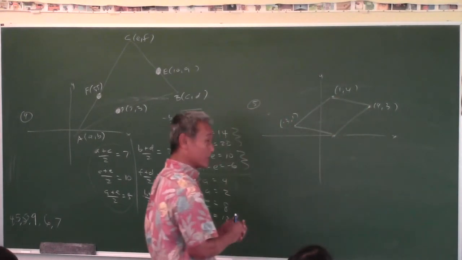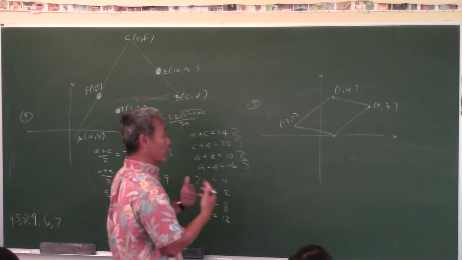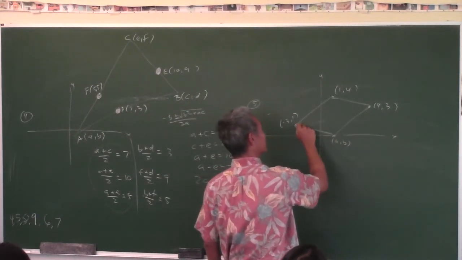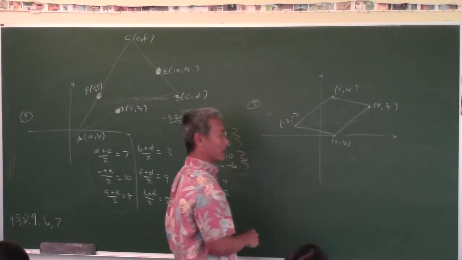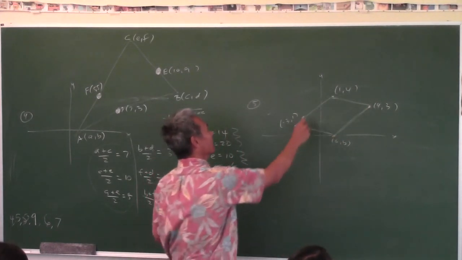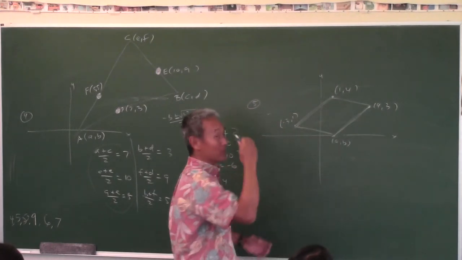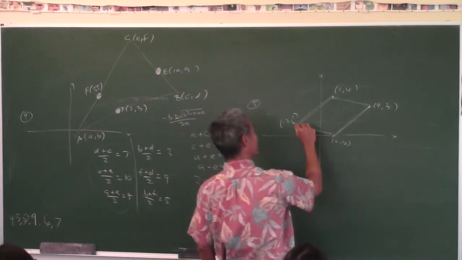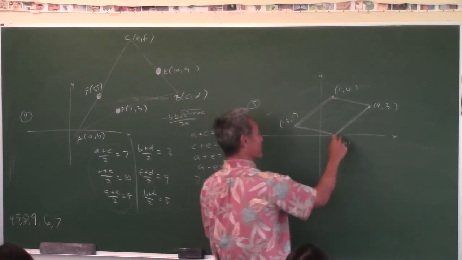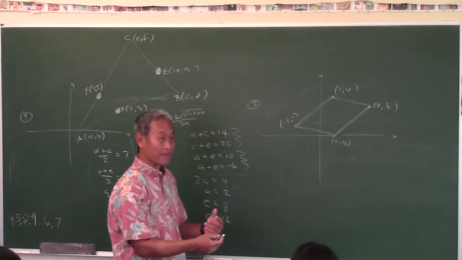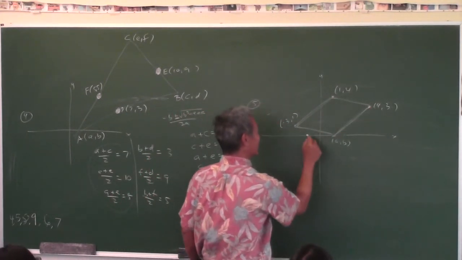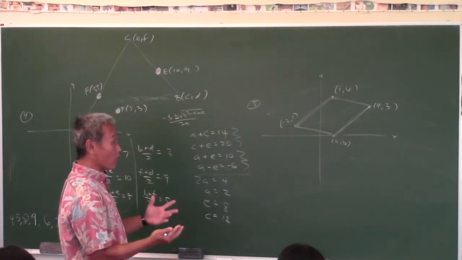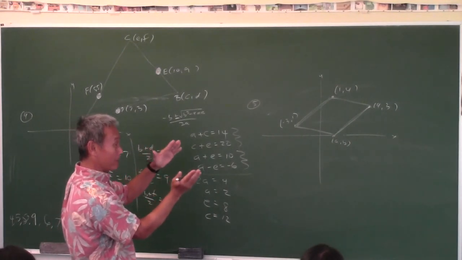Now, if you want to, you can start writing equations. In order for this to be a parallelogram, if you label this A, B, what can you say about this side and this side? They have to be either equal or parallel, right? So you could write two equations. The distance from here to here has to equal the distance from there to there, using the distance formula. And then the distance from here to here has to equal the distance from there to there, and just solve those equations. Or you can use slope, because if it's a parallelogram, they have to have the same slope.